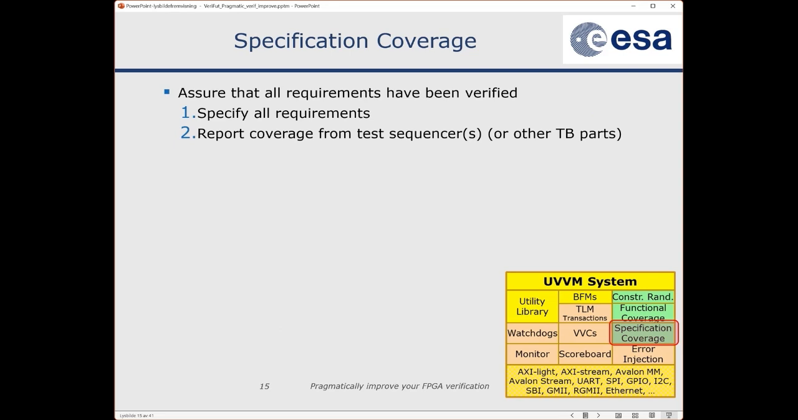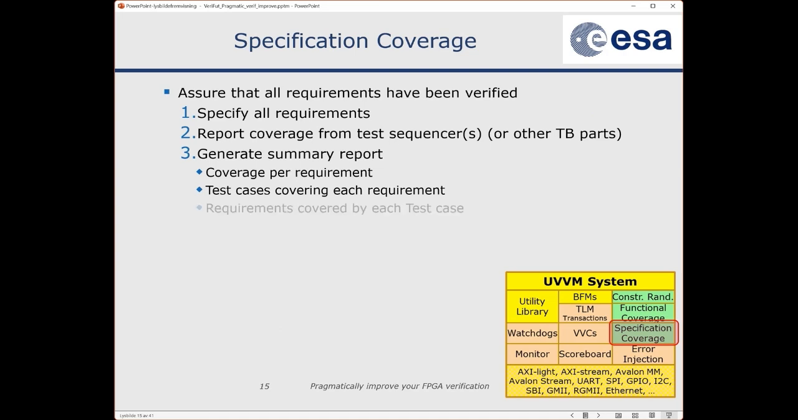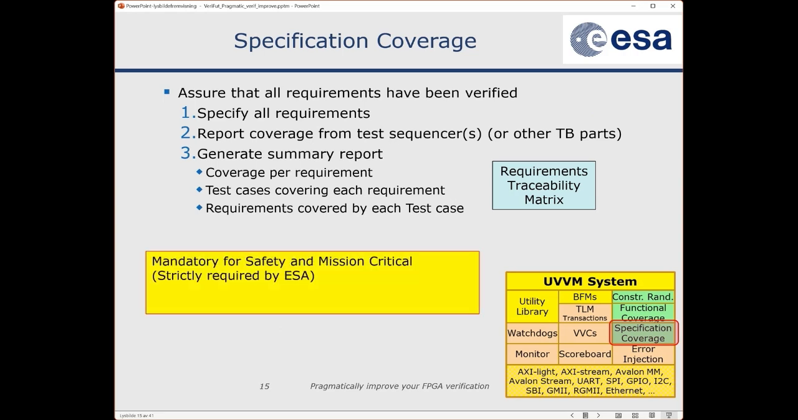Then you report coverage from all the test sequences you have, whether that's one or many, or other test bench parts, and then you generate a summary report on coverage per requirement, test cases covering each requirement, and requirements covered by each test case. This is what's called the requirements traceability matrix. This is mandatory for safety and for mission-critical projects. So ESA, for instance, has a strict requirement on this. And I would say it's also strongly recommended for any project where you need good quality assurance.